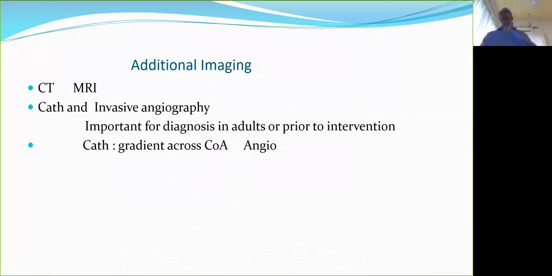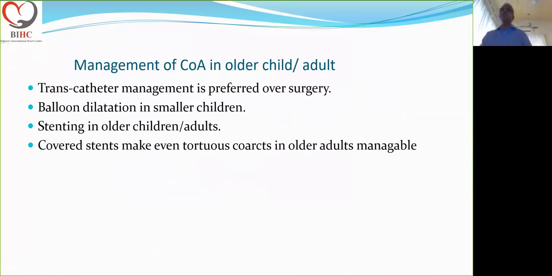In the cath, you will demonstrate the gradient between the ascending aorta and the descending aorta. A gradient more than 20 is significant. And you'll show an angio for the anatomy demonstration.